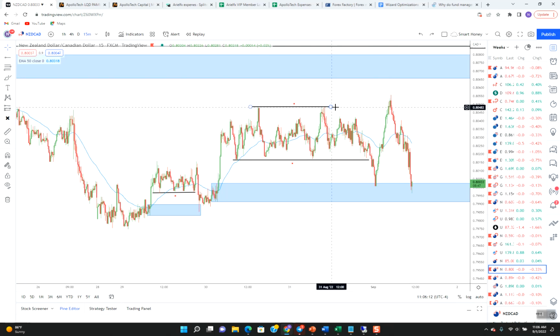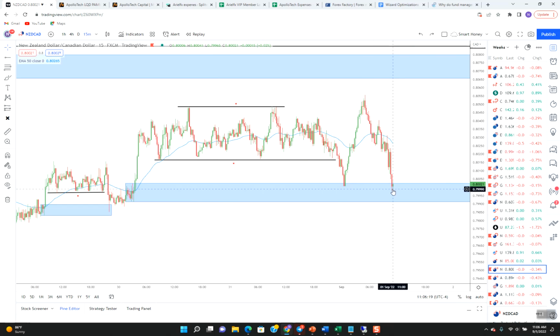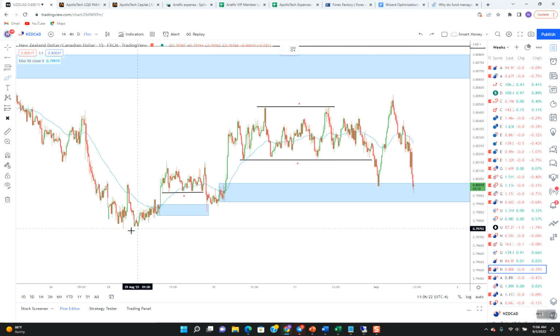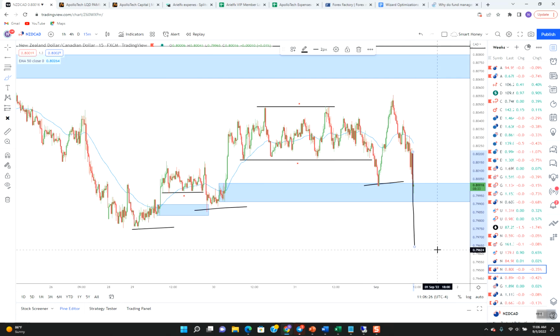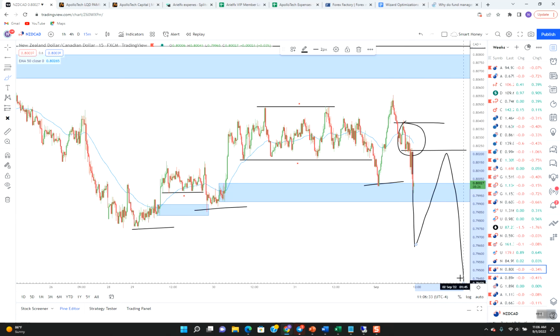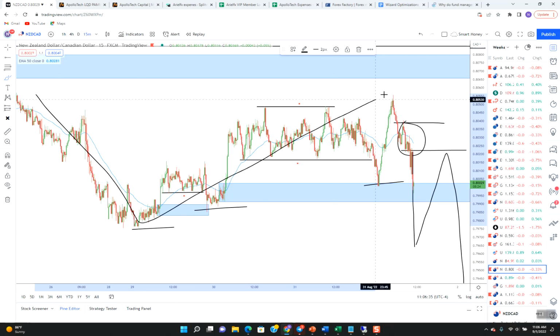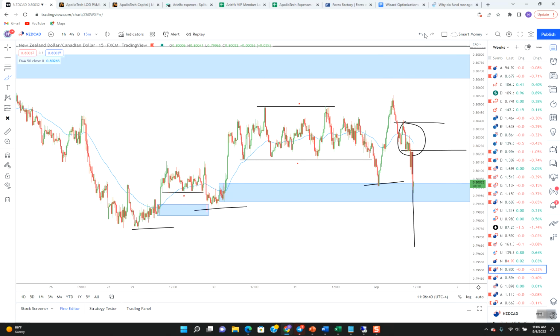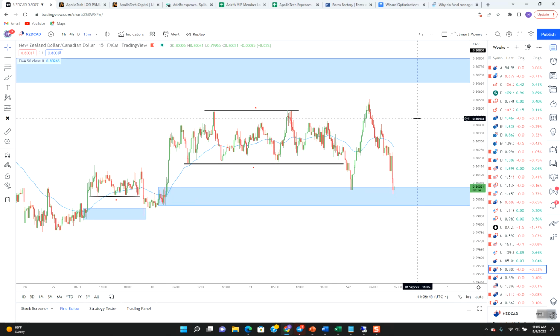Nonetheless, once we broke the structure to the upside again here, we closed above it and we started to push back down. I took some partials, moved stop to break even, and yes, I did get broken even, right? Because let's just say now that we have swing point here, swing point here, swing point here, and now we break structure. Now we know that this can become our level of supply that we pull back up into and look for further shorts for the overall lower low, lower high, lower low, lower high, lower low. All right, guys, so this is how we can understand structure. This is how we can understand top-down analysis in our trades.